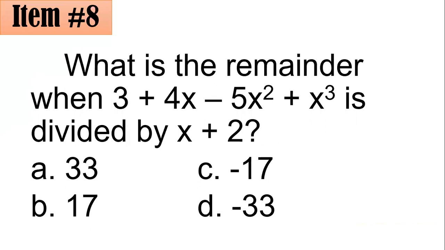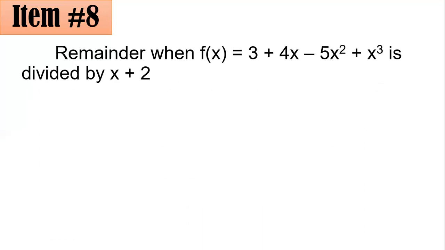What is the remainder when 3 plus 4x minus 5x squared plus x cubed is divided by x plus 2? Is it 33, 17, negative 17, or negative 33? There are many ways of doing this, long division, synthetic division, but for my case right now, I will be utilizing the remainder theorem. I let f of x be the 3 plus 4x minus 5x squared plus x cubed, or your dividend, and it is divided by x plus 2.